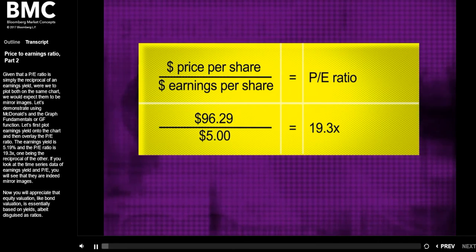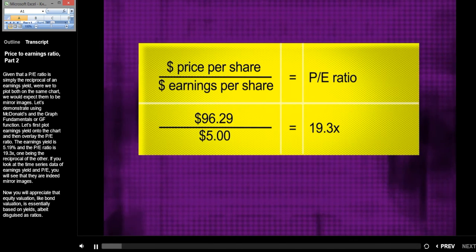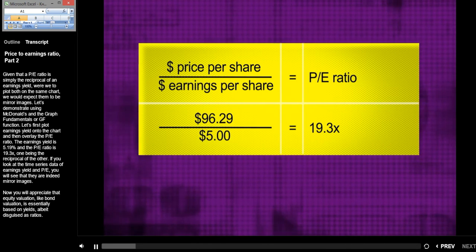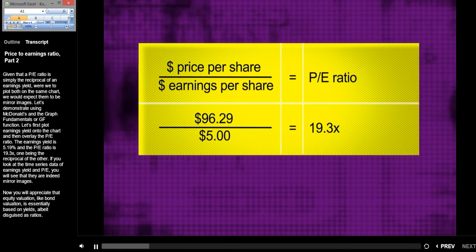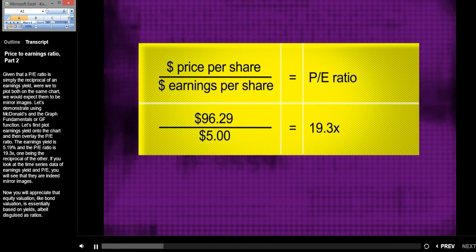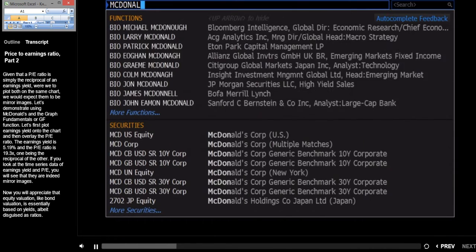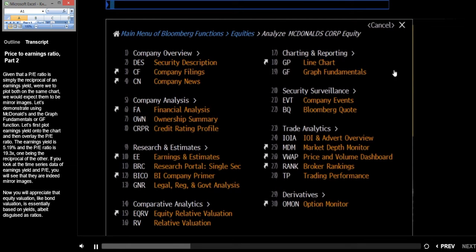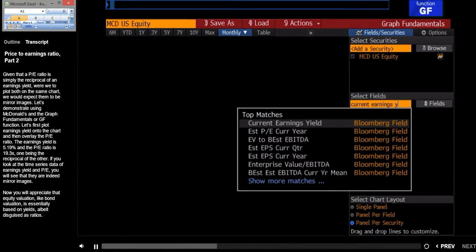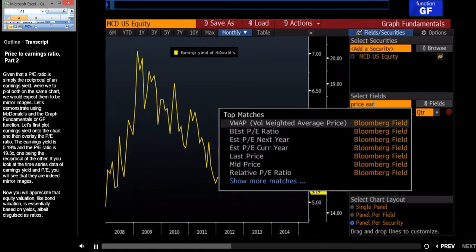Given that a PE ratio is simply the reciprocal of an earnings yield, were we to plot both on the same chart, we would expect them to be mirror images. Let's demonstrate using McDonald's and the graph fundamentals, or GF function. Let's first plot earnings yield onto the chart and then overlay the PE ratio.